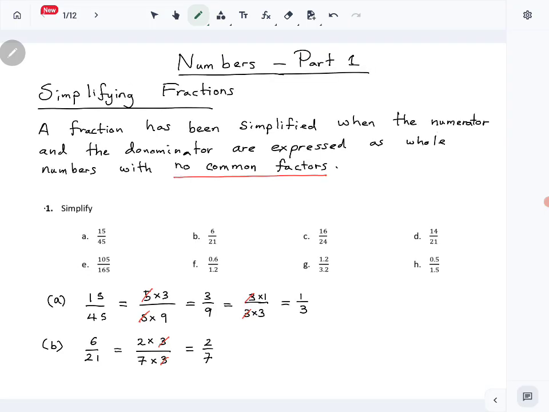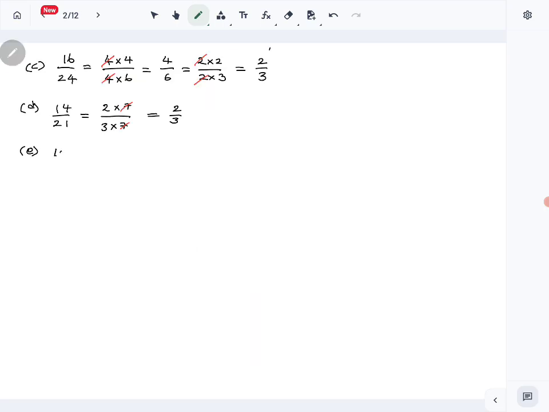Then let's look at the next one. Okay, 105 over 165. Both of them can be divided by 5, no? So we'll write them as factors of 5. So 105 is 5 into 21. 165 is 5 into 33.